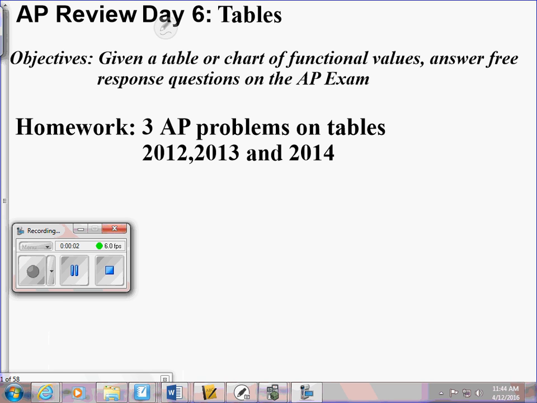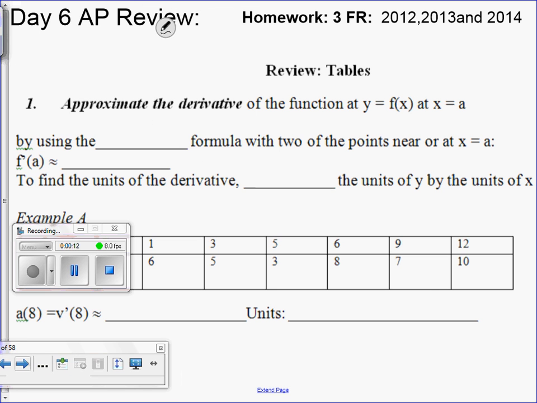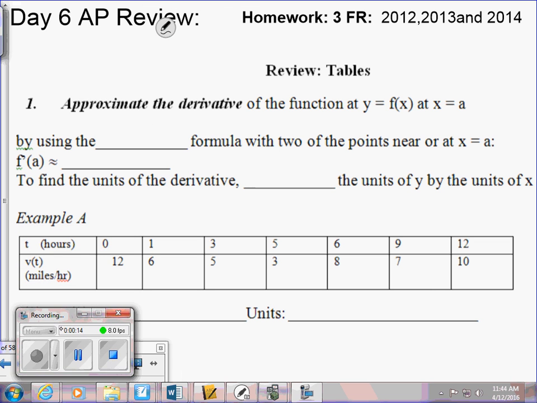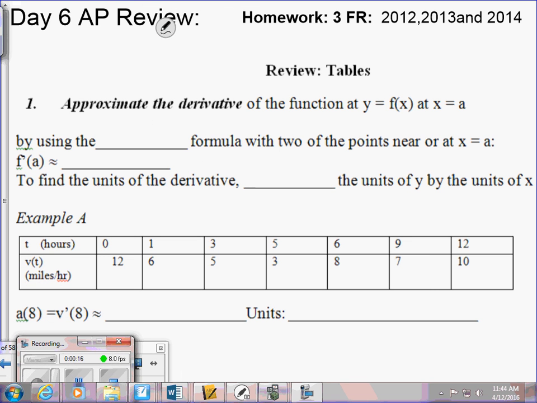Going over tables. Okay. I think I did this right. All right, so we're gonna have an intensive little review, and then we'll go over the motion problems.